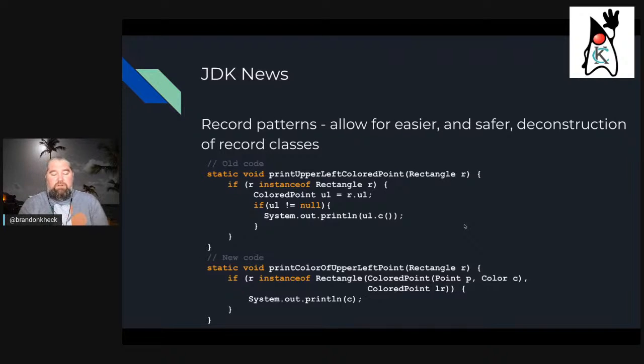Record patterns, I mentioned, are a little bit of syntactic sugar. This is especially going to be useful in instanceof, so you can basically do the instanceof and object cast in the same block of code. You can also specify different things within the record and reference those pieces directly, such as in the second example here, where we're printing out the color of the colored point in the rectangle.